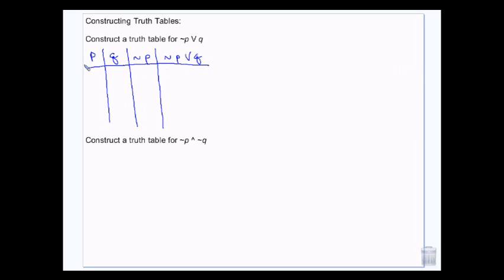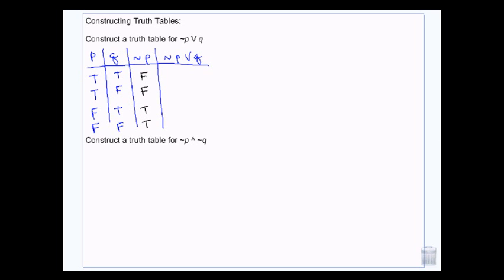So I have the two letters. My first column is going to be true, true, false, false. So it's going to have two of each, right? Yeah. And then I get true, false, true, false. Not P. If P was true, not P is false. And if P was false, not P is true. So this column is the opposite of that one.